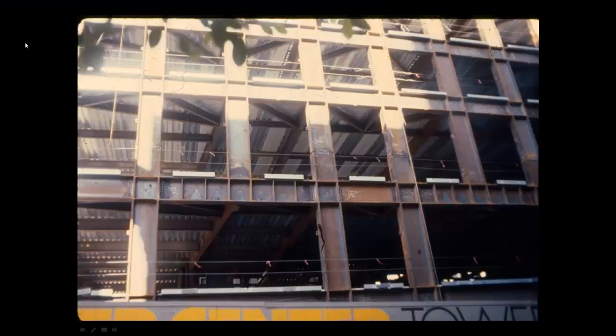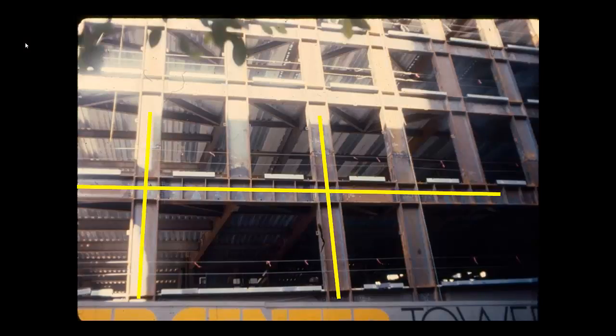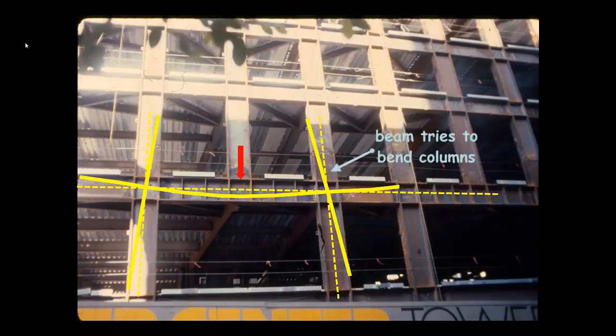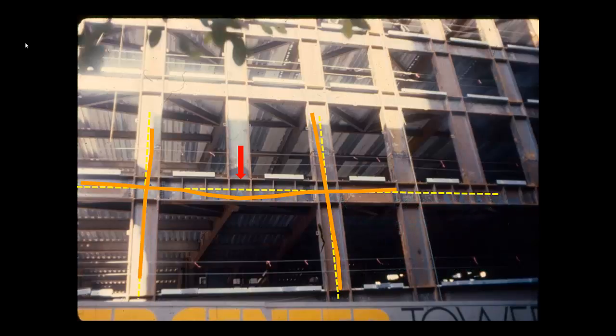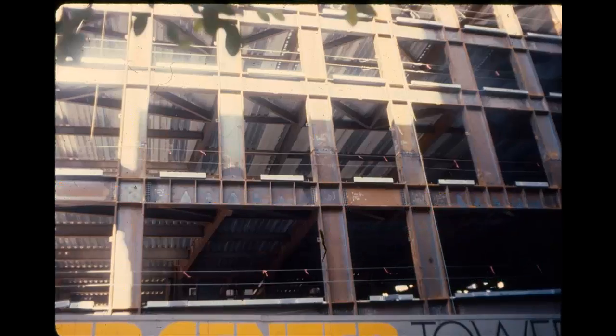When the lower beam in this San Francisco building is loaded, it bends and deflects. It tries to also bend the columns through the rigid joint. The columns, however, do not want to bend and actually reduce the deflection of the beam. So one of the advantages of using rigid joints is that deflections or deformations in the structure are reduced.